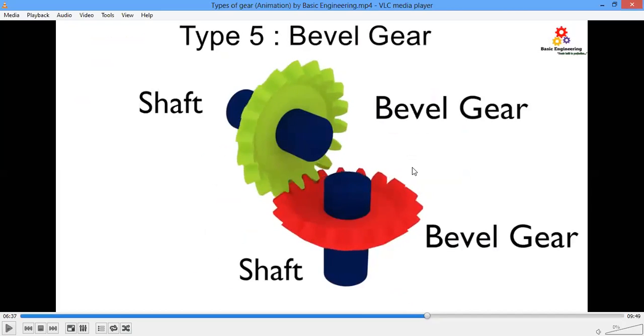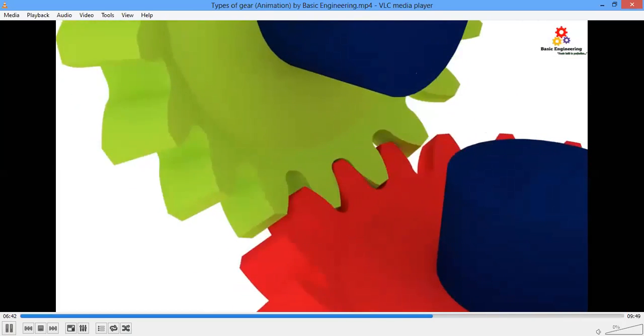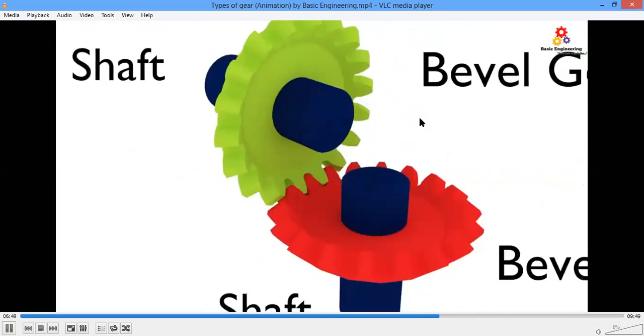Now, bevel gear. With a bevel gear, we have one shaft, and here we have the other shaft. Both are perpendicular to each other, so we can transfer power. Now the shafts need not be parallel; for this case, the shafts should be perpendicular to each other.